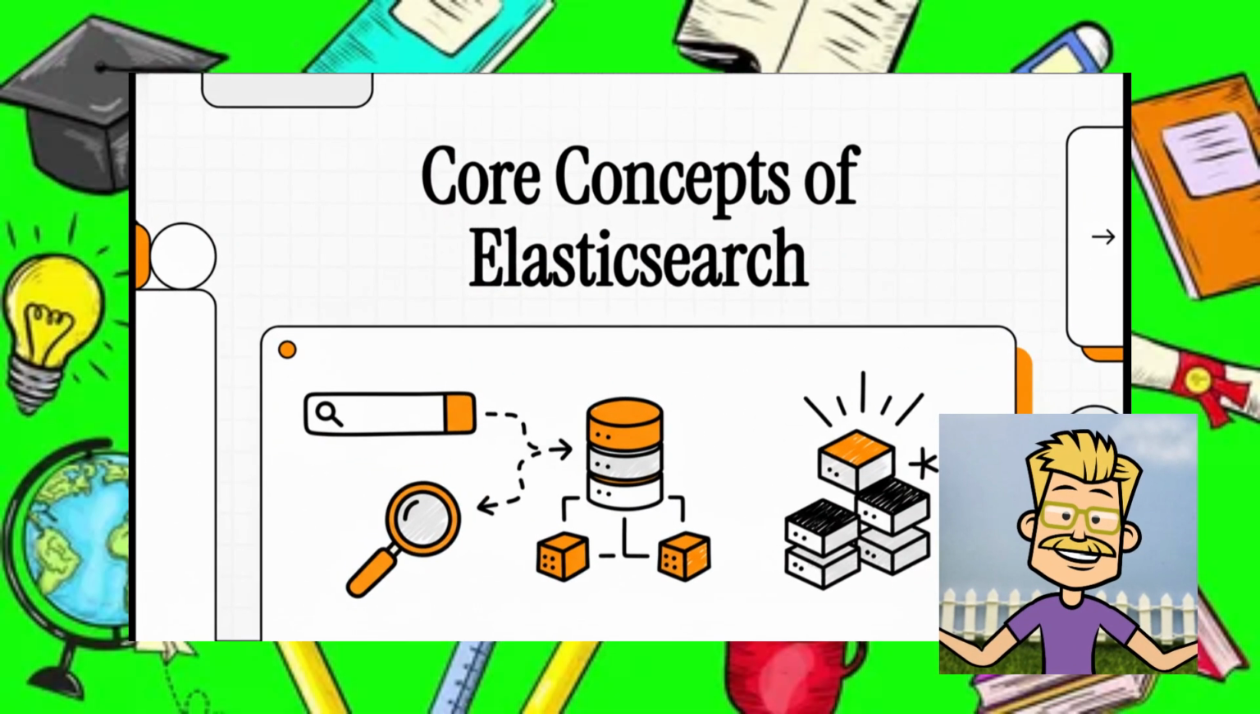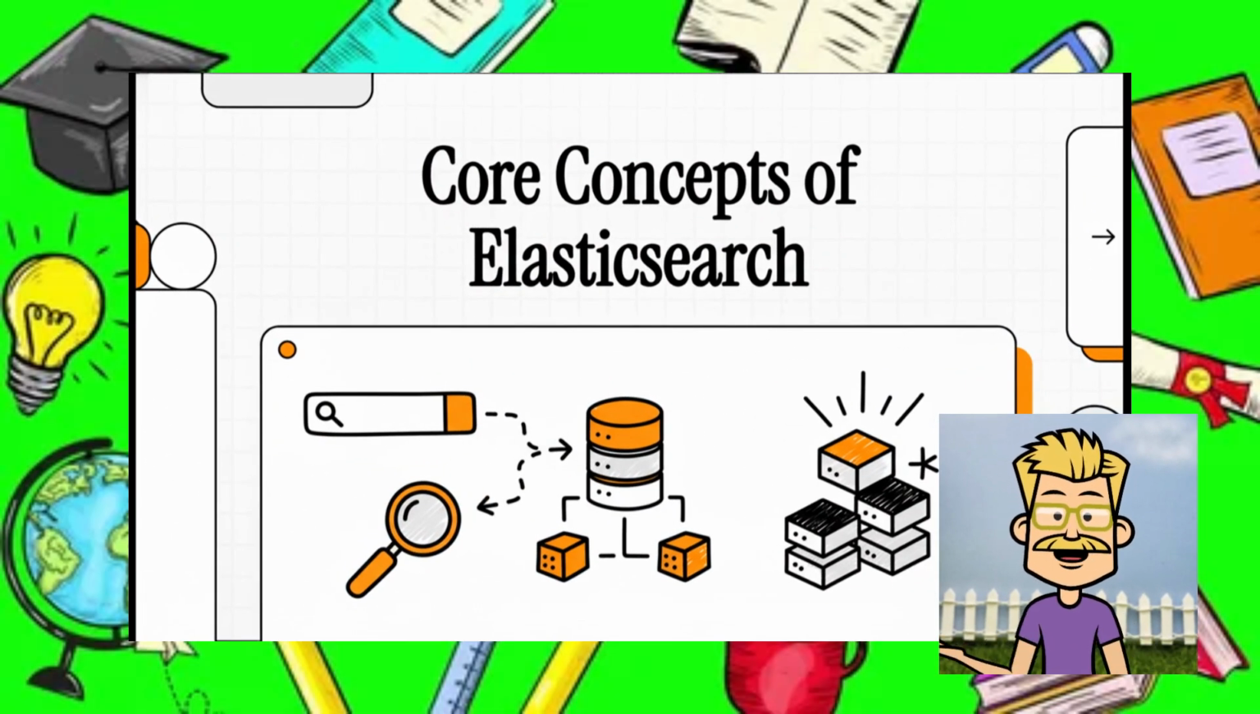You know that search bar on your favorite shopping site or streaming service? The one that's just insanely fast? Well, there's a really good chance it's powered by something called Elasticsearch. And today, we're gonna pull back the curtain and see exactly how that magic works.